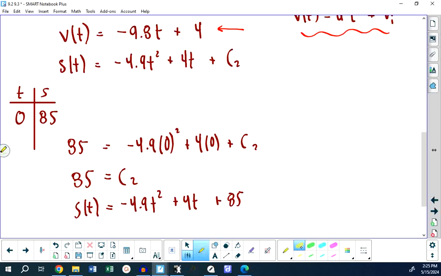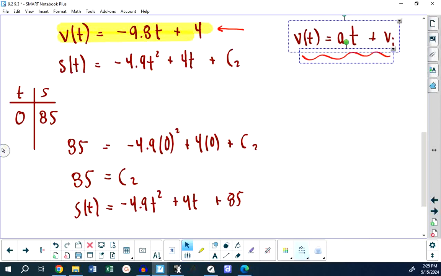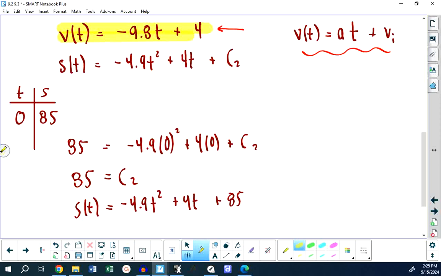So this function, everybody, has a parallel in high school physics, right? This function kind of has a parallel in high school physics. The high school physics equation is D equals VIT plus 1/2 AT squared. So that negative 4.9 is 1/2 A, and then there's the T squared. The VIT is the 4T. What's the deal with the 85?